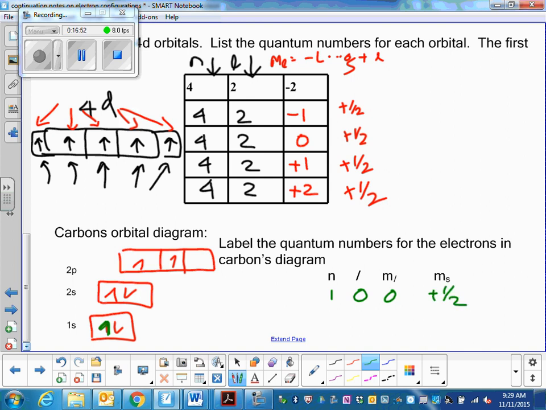Let's do it for the next electron, in a different color. Let's do a down spin. What is the value of n? 1. It's 1, 0, 0, negative 1 half.